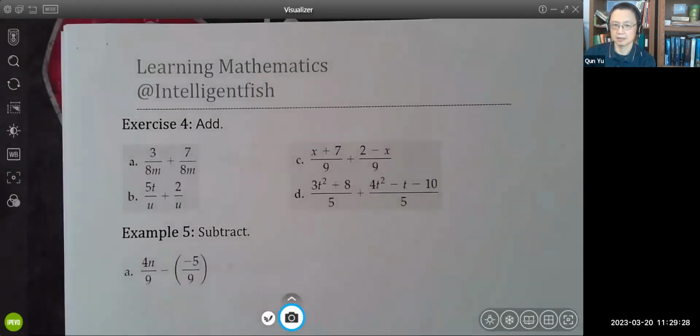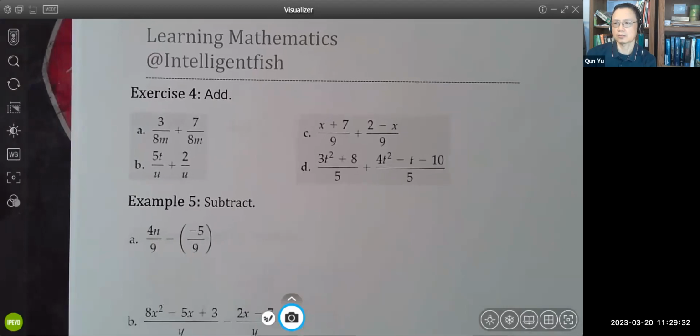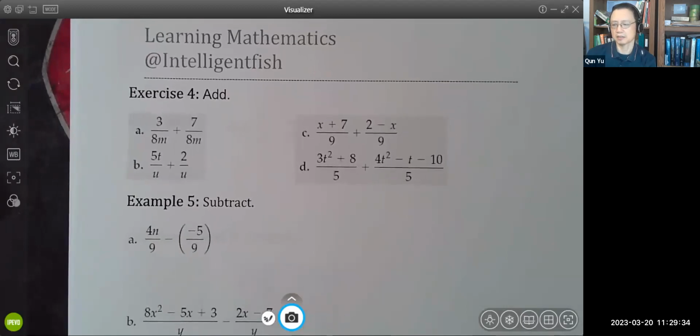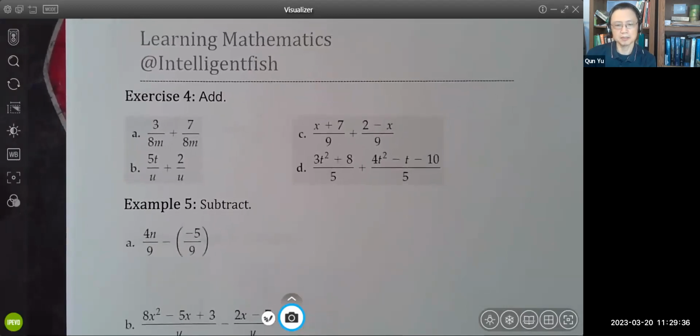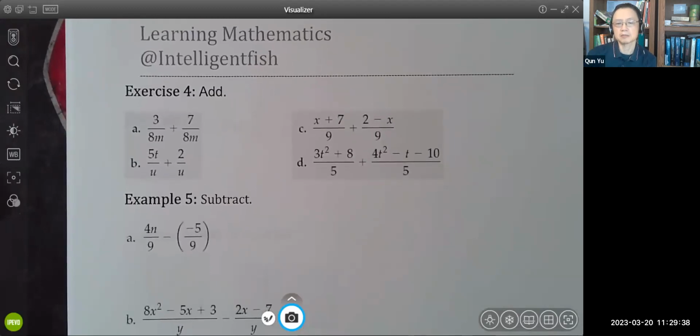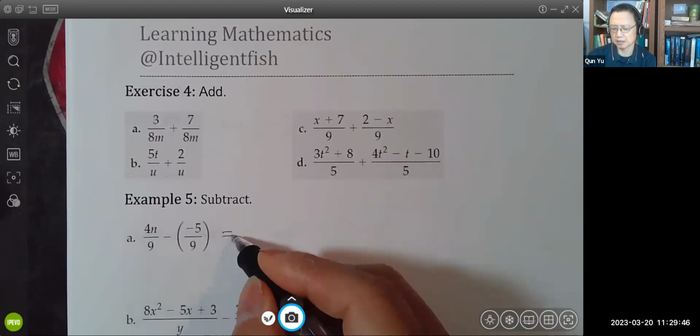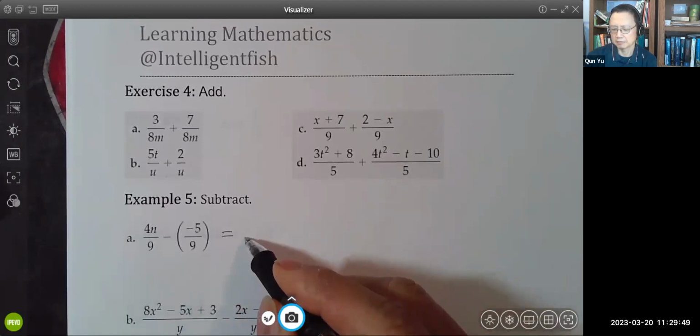Now, this is another set of exercise questions. Exercise is super important. Enough exercise is super important in learning mathematics. Now, example 5, we do subtractions of fractions with the same denominator. So basically, the same as in addition.